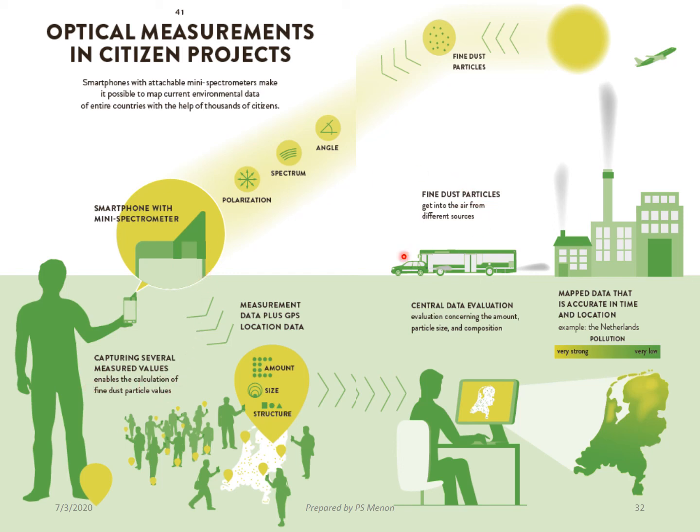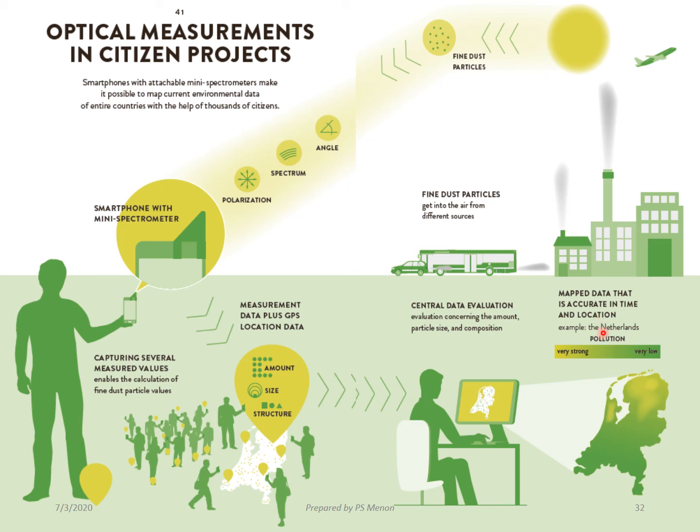So you have so many fine dust particles traveling around in the sky. Using the smartphone, this information is captured, and it can be sent together with the GPS location of this area. So you can get information about the amount of dust particles, the size of the dust particles, and also the structure of the dust particles. This information is sent to central data evaluation concerning the amount, the particle size, and the composition, and then it's mapped accurately in time and location.